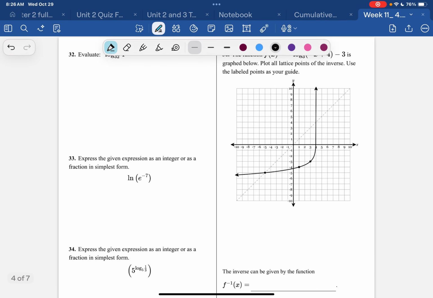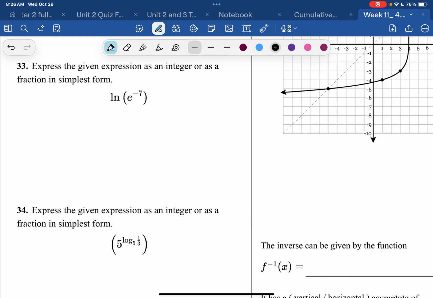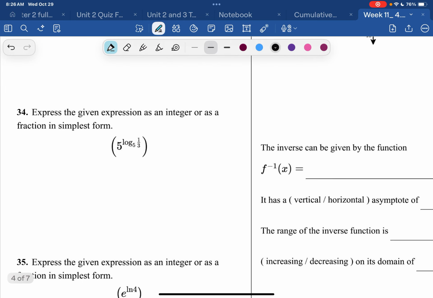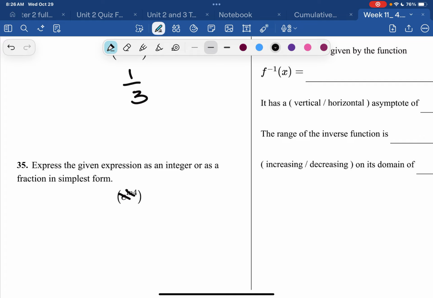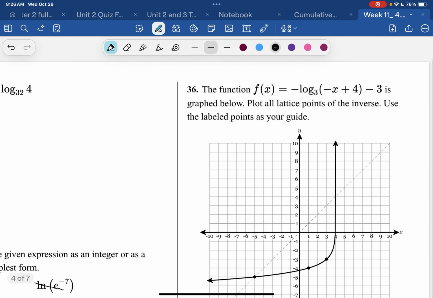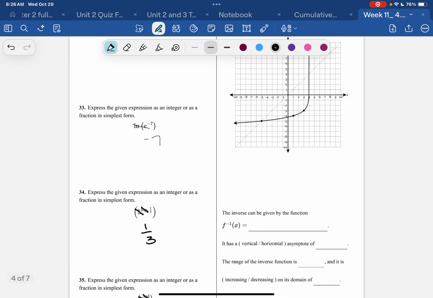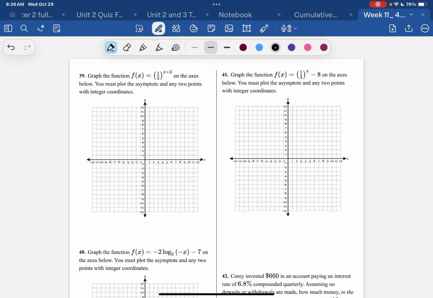Those are good. Okay. This section, ln and e cancel each other. So that's just negative 7. So if you see an ln and an e, they are opposites. 5 log of 5 cancels each other. It's just 1/3. E and ln cancels each other. It's just 4. I think I'm actually going to get rid of that section because I didn't teach y'all how to do that. So we're going to move past that.